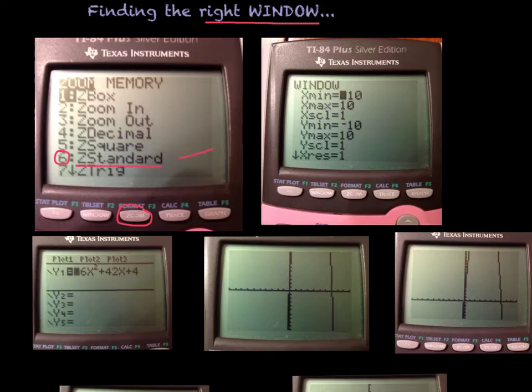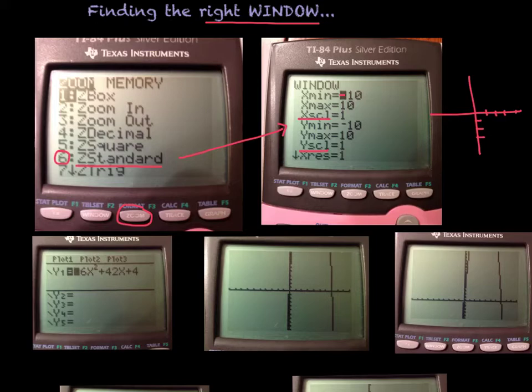And as soon as I hit zoom standard, what it does is it by default sets my x minimum to -10 and my x max to +10. The scale is what we count by. That means that each hash mark is 1 unit in length. The y min is -10, the y max is +10, and again the y scale is 1, just counting by ones. And that's what we call our standard window.